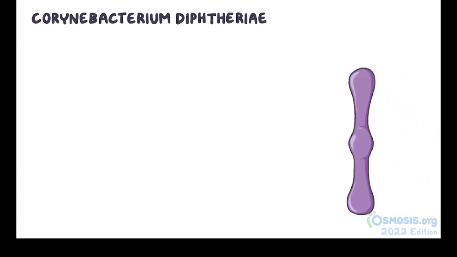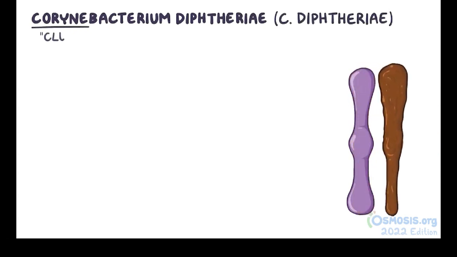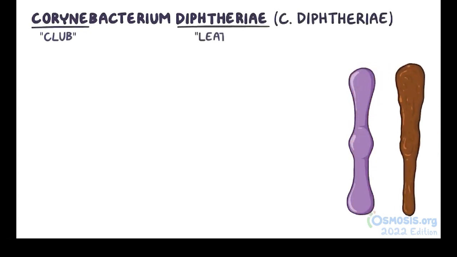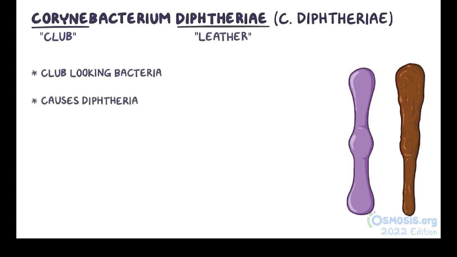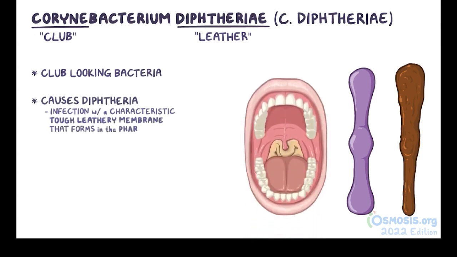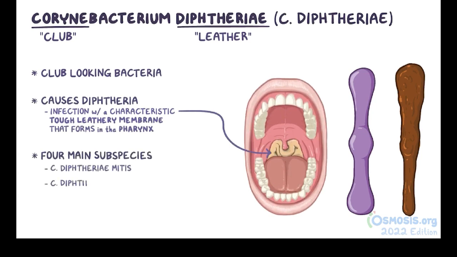Corynebacterium diphtheriae, or just C. diphtheriae, takes its name from the Greek koryne, that means club, and diphtheriae, which means leather. So, to sum this up, C. diphtheriae is a club-looking bacteria that causes diphtheria, an infection with a characteristic tough, leathery membrane that forms in the pharynx. C. diphtheriae has four main subspecies: C. diphtheriae mitis, C. diphtheriae intermedius, C. diphtheriae gravis, and C. diphtheriae belfanti.